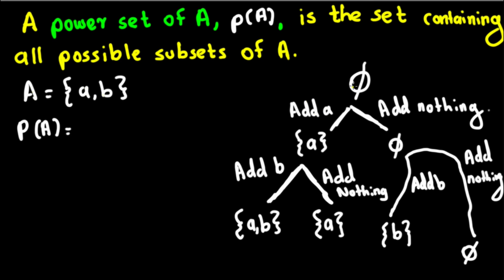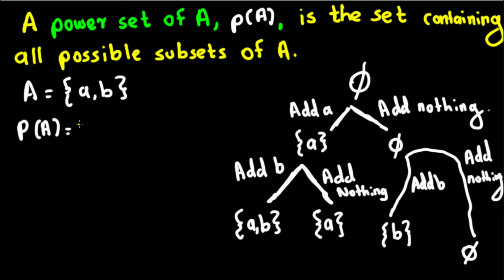Now let's look at the possibilities. First we have an empty set. There are two possibilities we can have. First we can add a to that, and we can add nothing. If we add a, we have an element, and if we add nothing, we have the empty set. So we will have set of a, or we will have the empty set. Now when we have a, and if we add b to that, we have the possibility of getting a, b. And if we add nothing, it is just going to remain as it is. Then we have another possibility. We have the empty set, and if we add b to that, we will get b. If we add nothing, we will get the empty set.